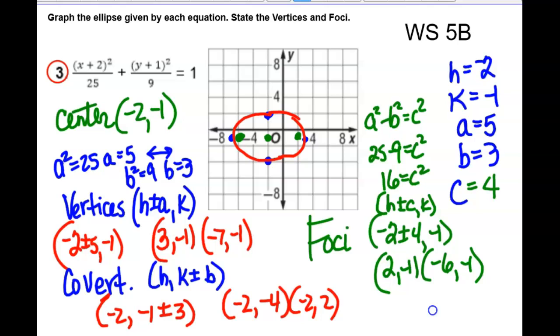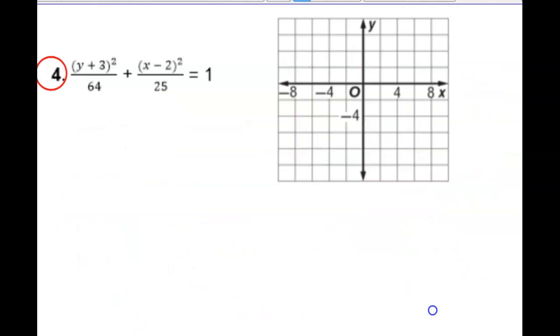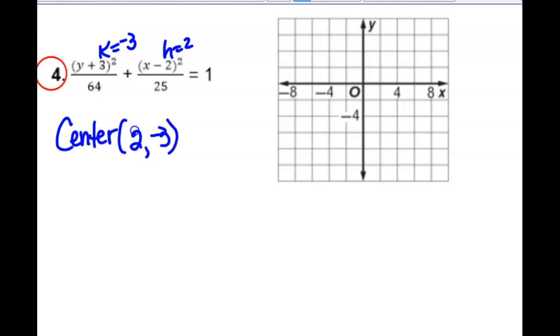Okay, so let's try number 4. And then we're going to have to practice our completing the square for a good time. So tell me real fast, where's the center? Yes, be careful. This is H and this is K. And A and B, guys? A is the bigger one, remember? So it's 8, and B would be 5.